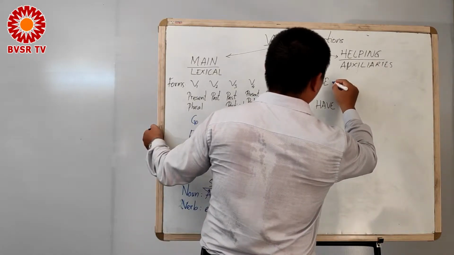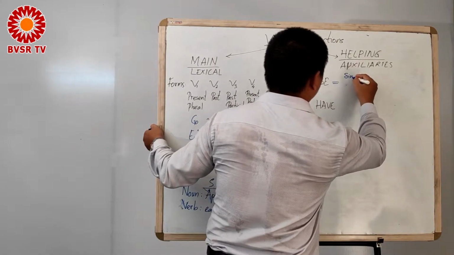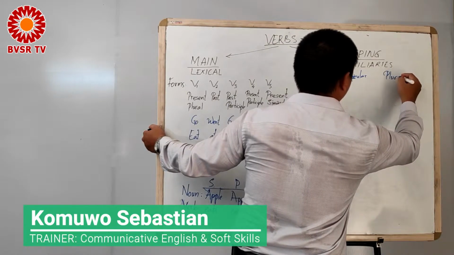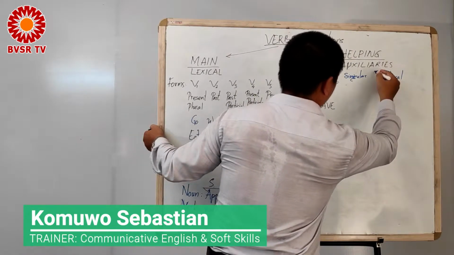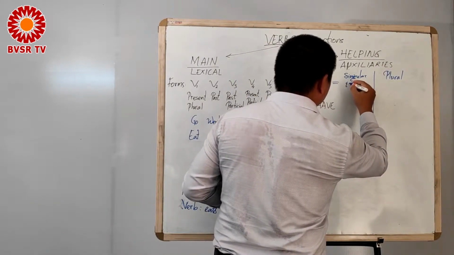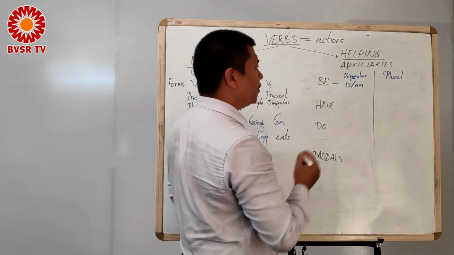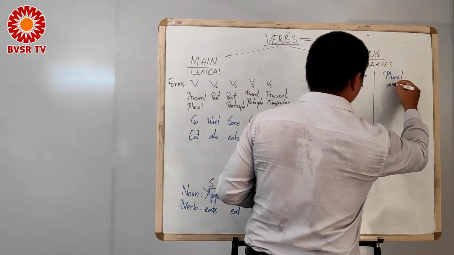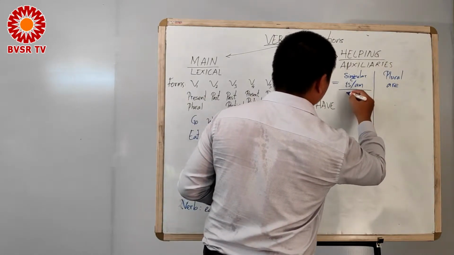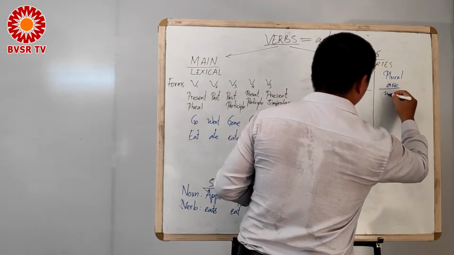What is the singular of be verb? I'll write it here: singular, and here plural. And this will be for everything. When you say singular, then it is is or am. And when you say plural, what is the plural of is and am? Are. What is the past of is and am? It is was. And what is the past of are? Were.